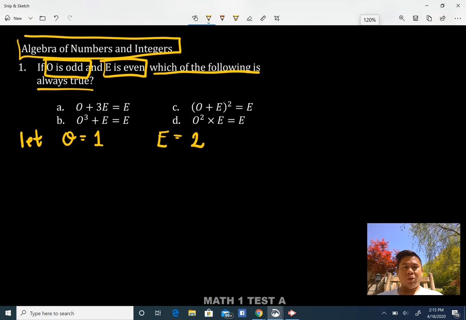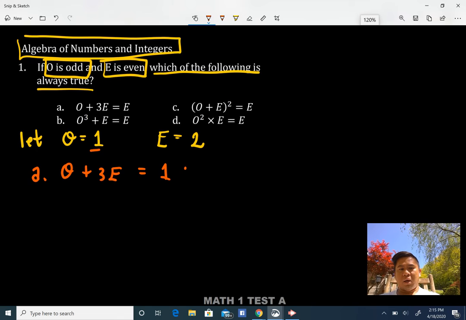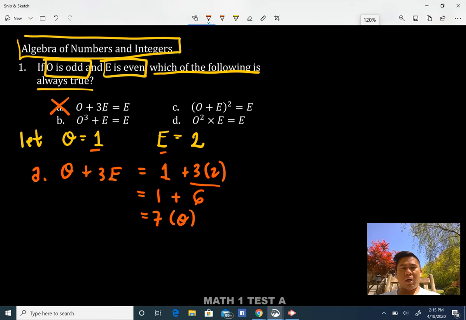Now, let's try each of these different cases in here. If I'll try letter A, it says O plus 3E, then that will be equivalent to O being 1 in my case, plus 3E, my E is 2 in this case, and solving this one by my order of operations, I'll start with multiplying 3 by 2 first, which is 6, and 1 plus 6 equals 7, which is an odd number. So in this case, letter A is wrong.